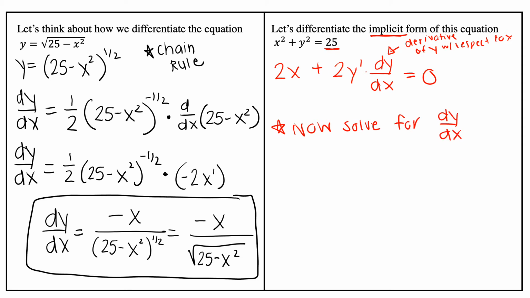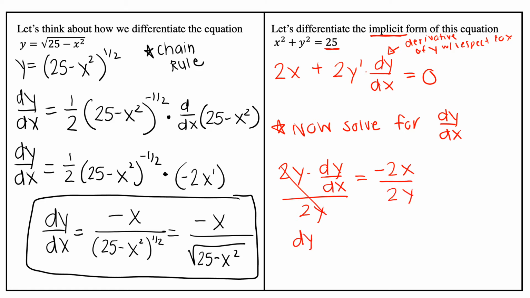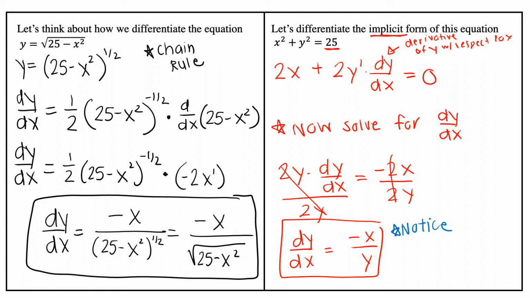So I'm going to start by just subtracting my 2x from both sides. So I have 2y times dy/dx equals negative 2x. Now I can go ahead and divide by 2y. So I can write dy/dx is just equal to, my 2's are going to cancel, negative x over y. And I just want to notice that these two equations are actually equivalent since y is equal to, as defined here, the square root of 25 minus x squared.